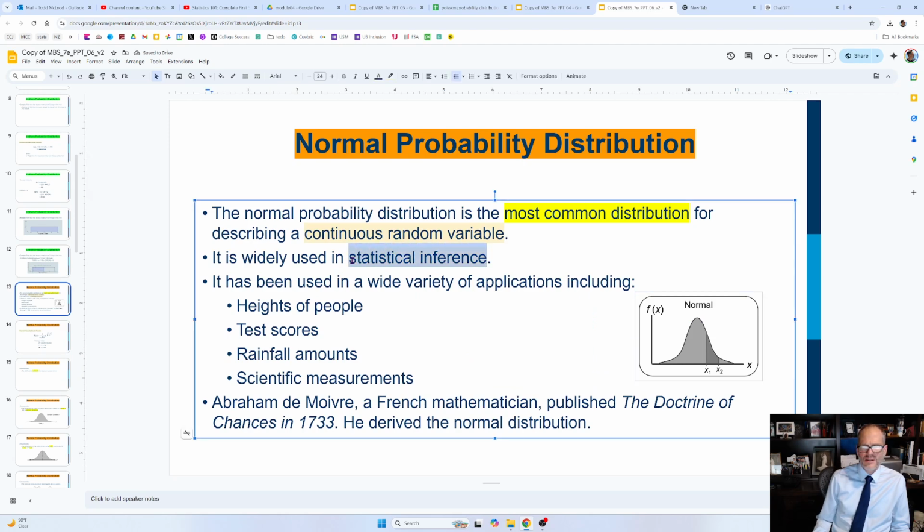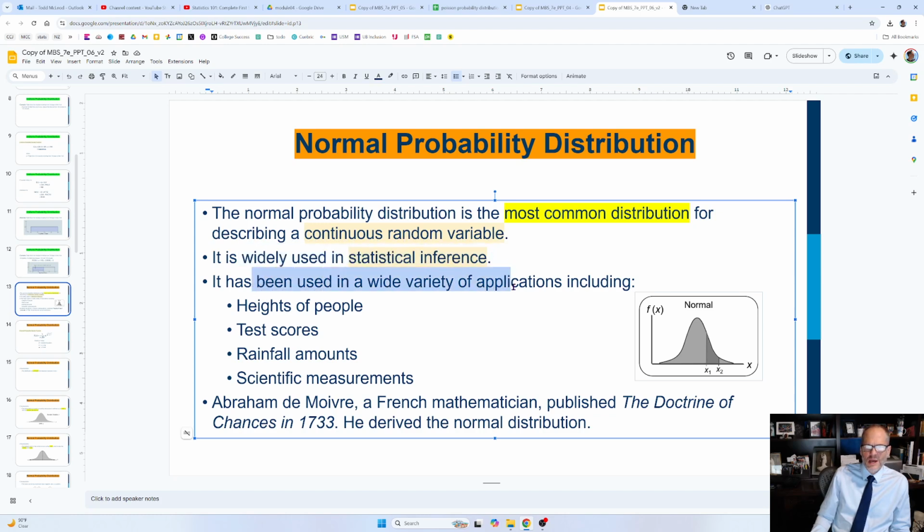So remember, statistical inference is that we have a population, which is everybody. So the population of all the students at City College, that's the population, right? And instead of measuring something about every single student and having to get data on every single student, we could take a sample from the population, and then we could measure that sample, and then we can make inferences based upon that sample. We can make inferences about the population. That's statistical inference. And the normal probability distribution is widely used in statistical inference.